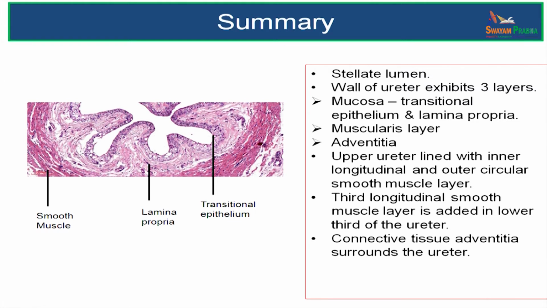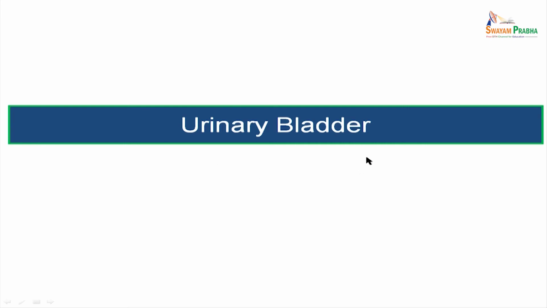Then will be the muscle layer. Upper ureter is lined with inner longitudinal and outer circular smooth muscle layer. Lower ureter has got an additional outer longitudinal smooth muscle layer. Outermost layer is the connective tissue adventitia, that is going to surround the ureter, blends with the connective tissue of the posterior abdominal wall. So, that completes the microscopic anatomy of ureter. Now, we will go on to the microscopic anatomy of urinary bladder.